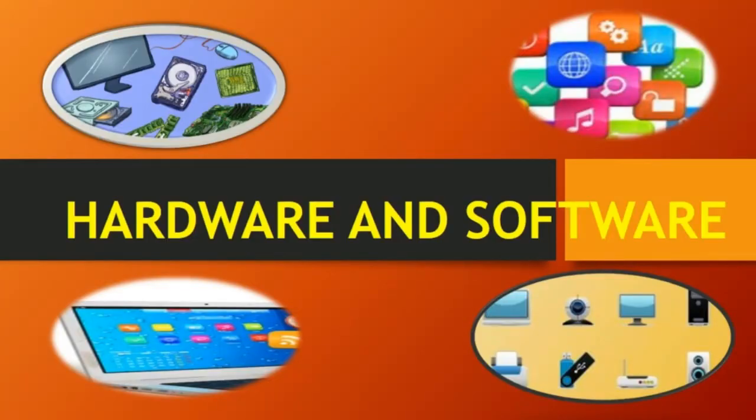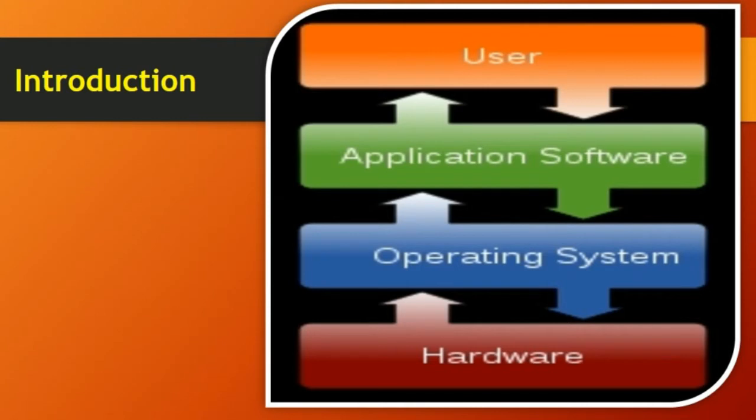Standard 5th Computer Science, Lesson 2, Hardware and Software. Let us see the introduction of hardware and software. The computer system has two major elements, that is hardware and software. These two things play a vital role in the computer system. For example, without hardware, the software will not run at all. So both things are very useful.